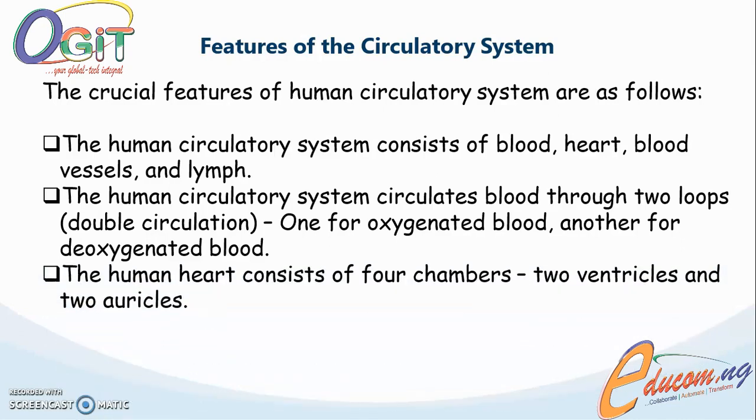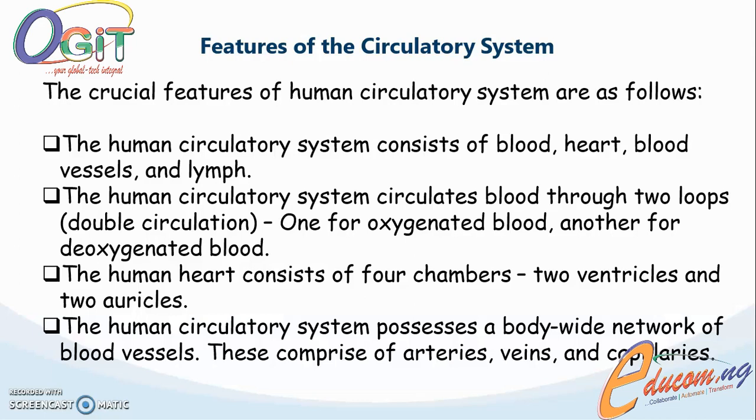The human heart consists of 4 chambers, 2 ventricles and 2 auricles. The primary function of blood vessels is to transport oxygenated blood and nutrients to all parts of the body. It is also tasked with collecting metabolic waste to be expelled from the body. The human circulatory system possesses a body-wide network of blood vessels. This comprises of arteries, veins, and capillaries.